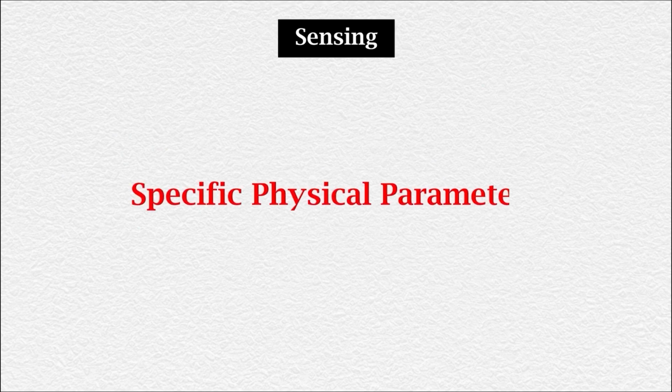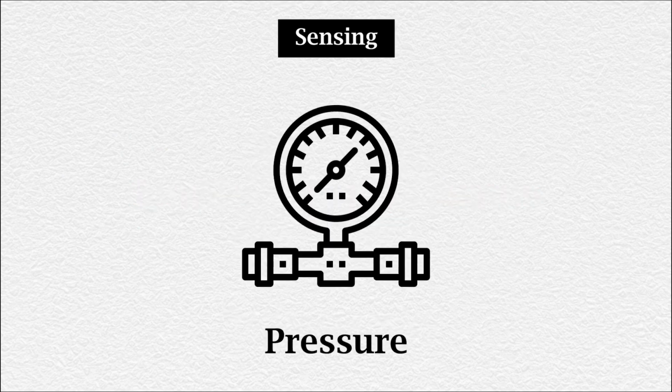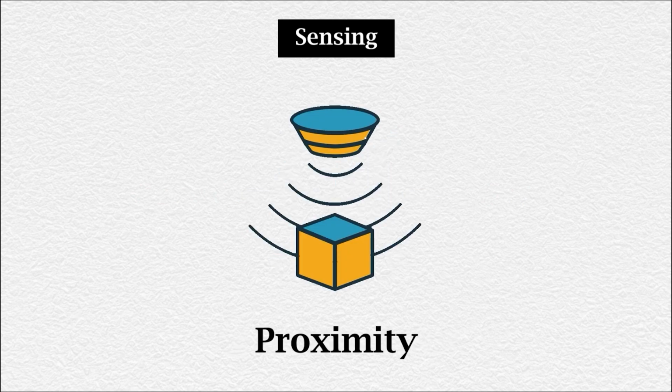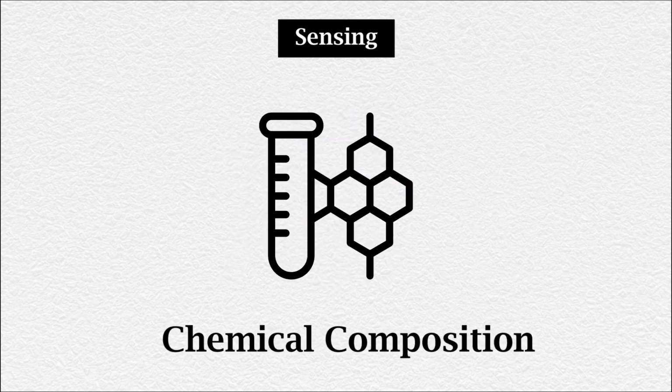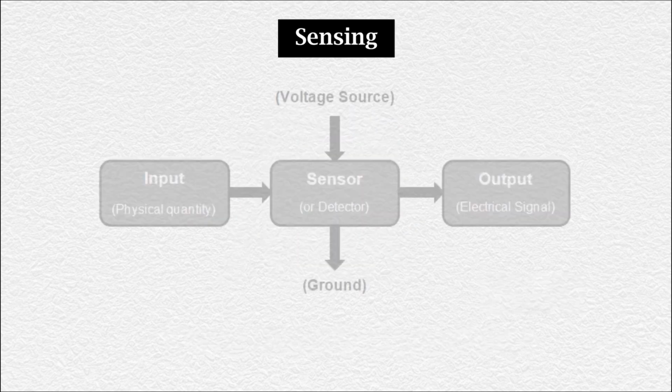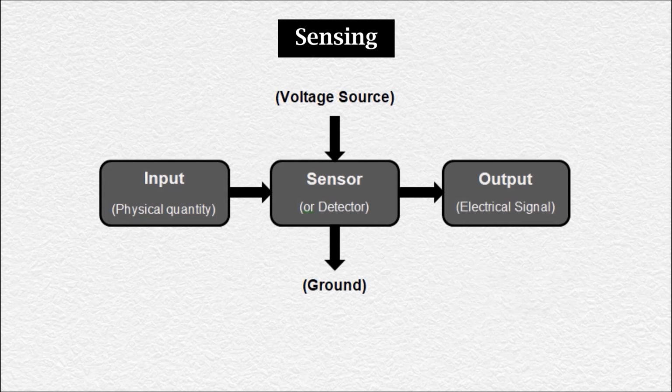First step is the sensing. In sensing, sensors are devices that detect and measure specific physical parameters such as temperature, pressure, light intensity, proximity, motion, or chemical composition through various sensors. They convert these physical signals into electrical signals that can be processed by the systems.